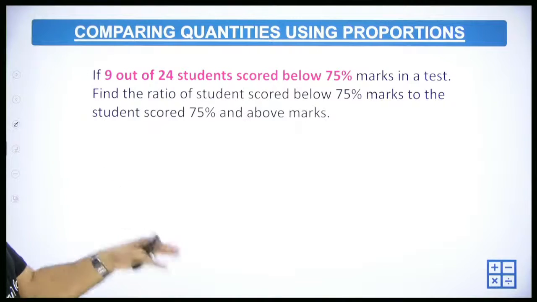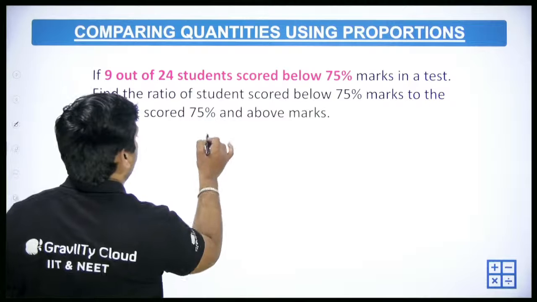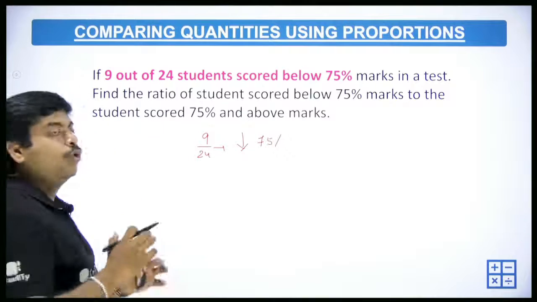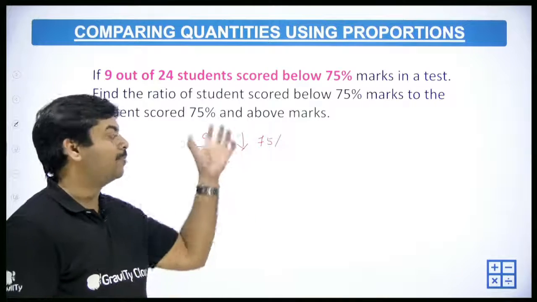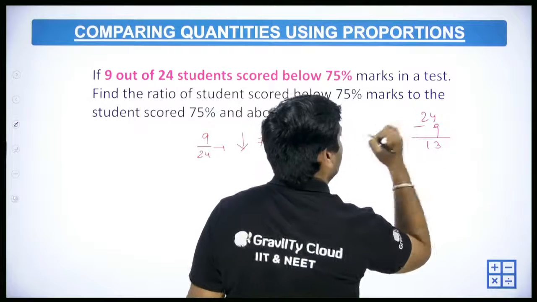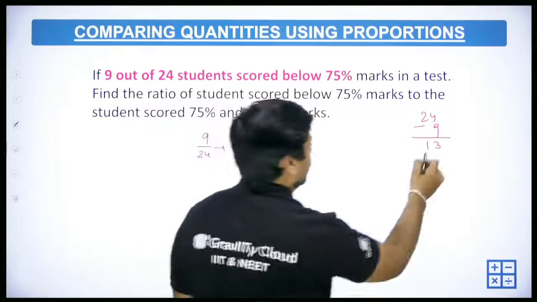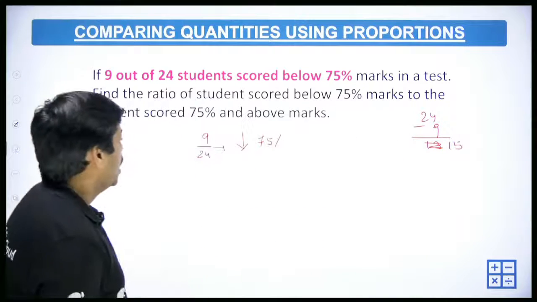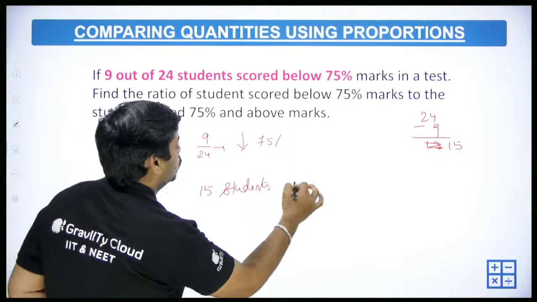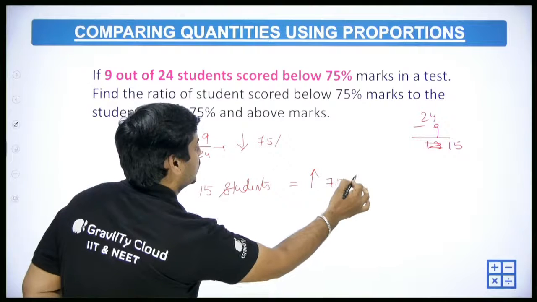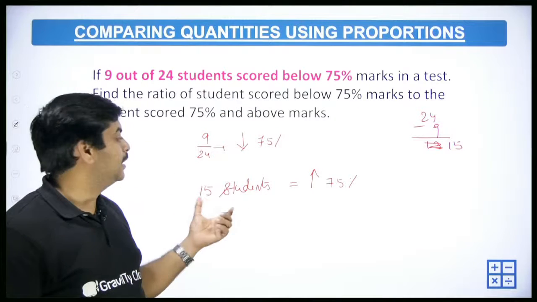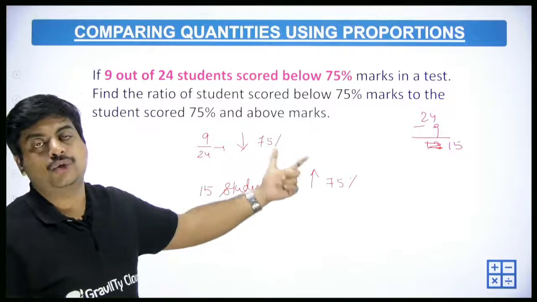Let's try one more. If 9 out of 24 students scored below 75%, then tell me, how many students got more than 75%? 24 minus 9, which is 15. So we have 15 students who scored equal to or greater than 75%. Here 9 out of 24 got less than 75%, but there are 15 students who got equal to or greater than 75%.